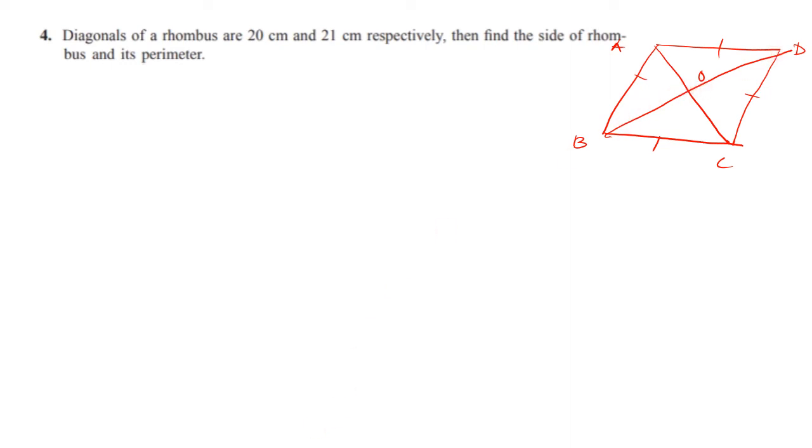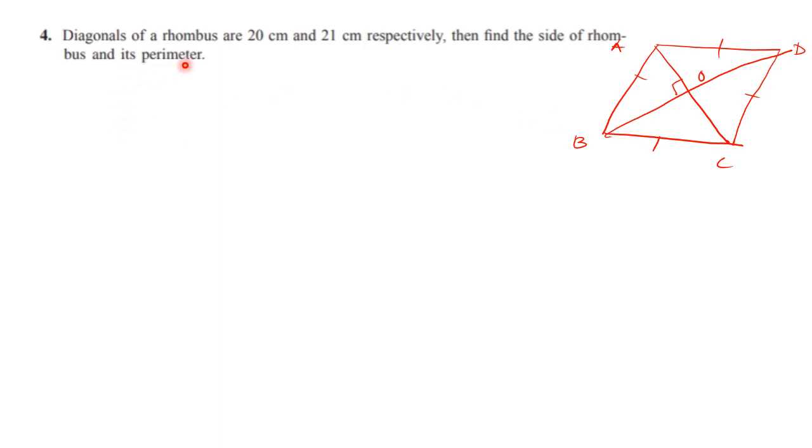As I said, the diagonals of the rhombus intersect at point O and they are perpendicular to each other. So angle AOB becomes 90 degrees. So triangle AOB is a right angle triangle. We know AO, we know OB, so we will be able to find AB by the Pythagoras theorem. And when we find AB, because all sides of the rhombus are equal, we will be able to find AD, DC, and BC also.